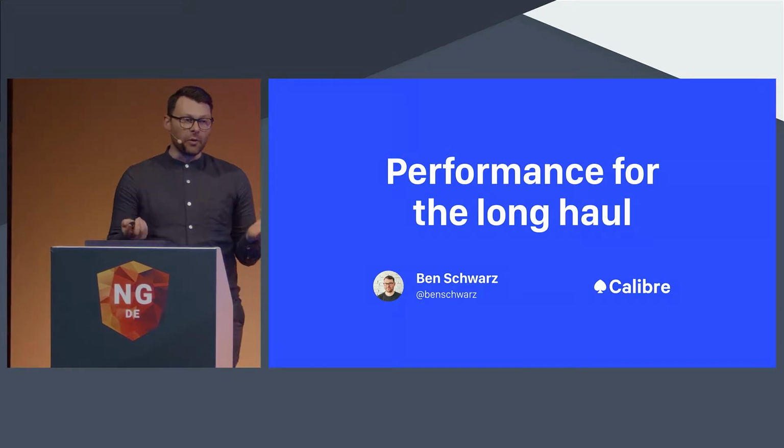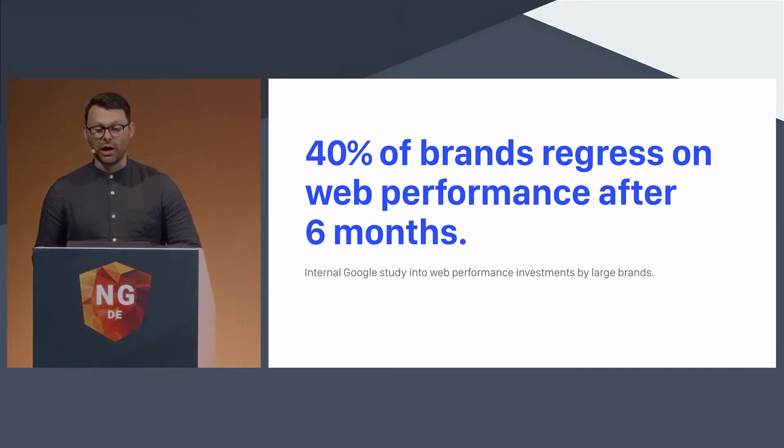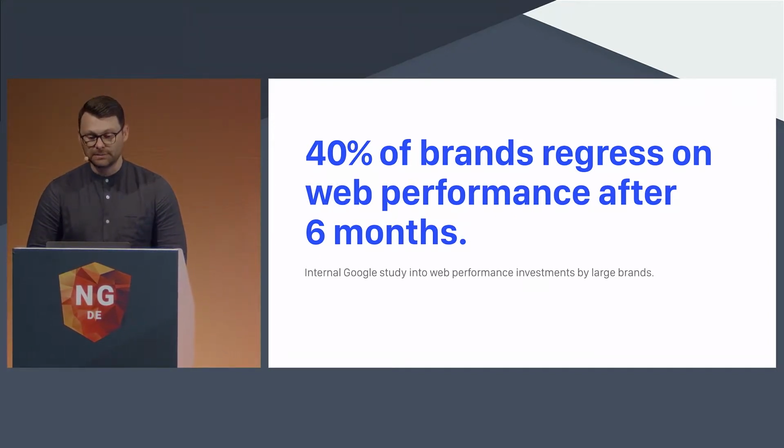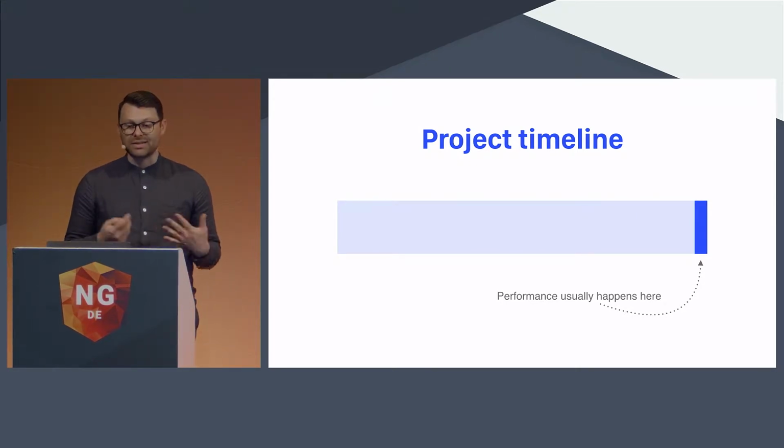As builders of the web, it's our job to ensure that the sites and apps that we build are performant and accessible for everyone. It's well understood that performance is a defining factor of great products and services, but unfortunately, performance is seen as an additional step rather than being part of the process. An internal study at Google showed that 40% of organizations who did make a big effort in terms of performance, and said we're going to fix this, regressed after only 6 months. It's clear that bolting performance on just doesn't work.